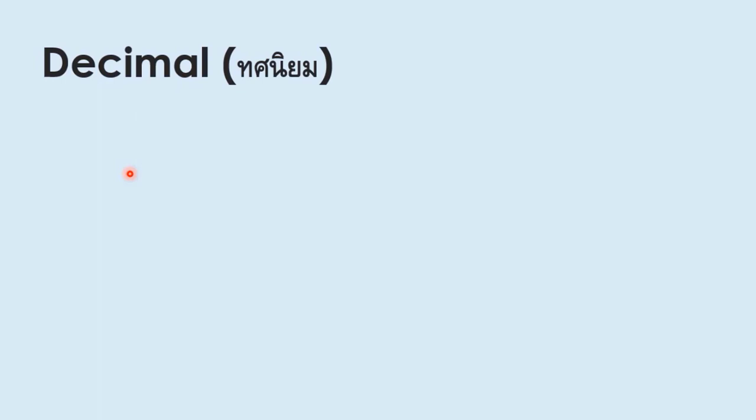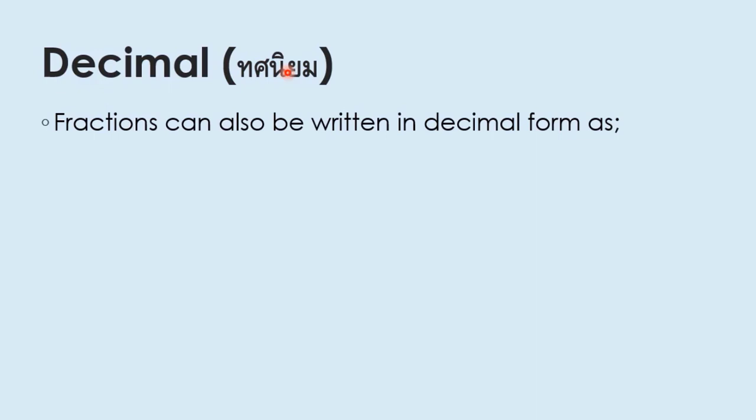Now decimal. This is the Thai translation of decimal. Fractions can also be written in decimal form. Decimal is just like chut. This is the fraction because it contains a numerator and denominator. So this value equals what? 0.5. Sun chut ha. So this is called decimal form. This one is called decimal, and this form is fraction form.